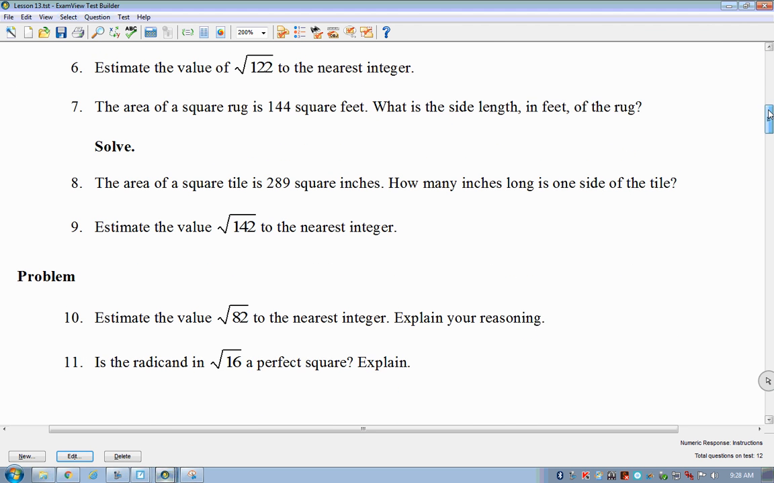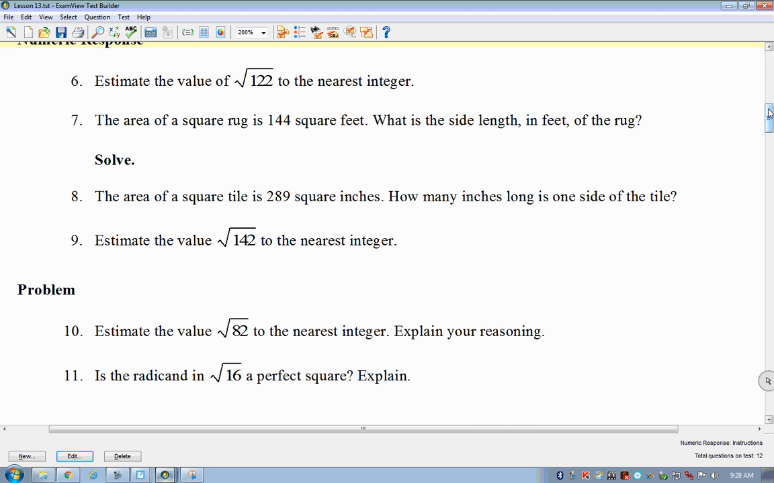Estimate the value of the square root of 122. 122 is closer to what perfect square? 121, right? And it's really close to it. So what should the square root of 122 be closest to? 11. So 11 is our nearest integer. How are we doing? Everybody in the back is good?